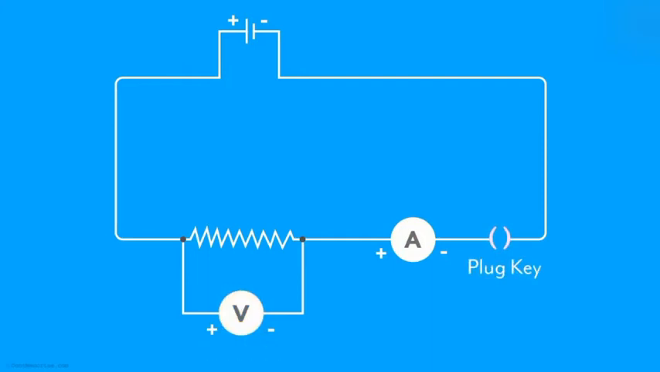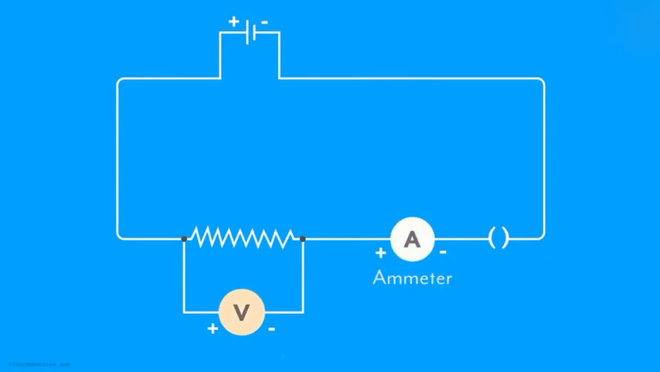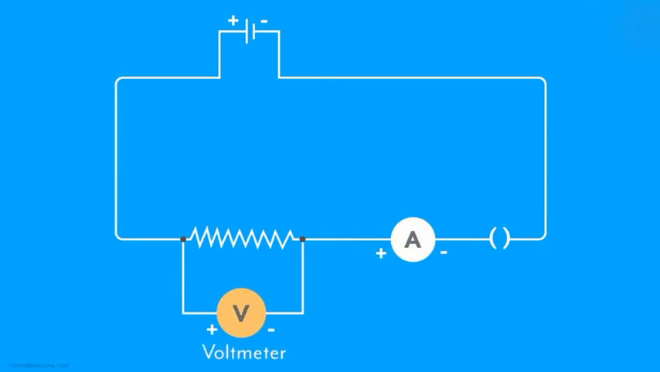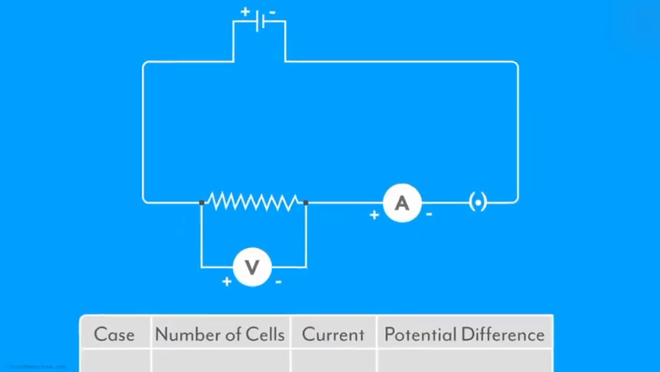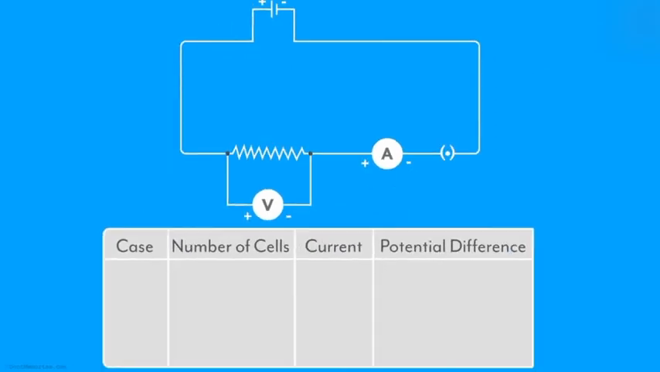First we include only a single cell in the circuit, and we switch on the circuit. When we close the key, the current starts to flow, and the amount of current is indicated in the ammeter. The potential difference created by the cell is indicated in the voltmeter. We note down the values, representing the current as I1 and the corresponding potential difference as V1.